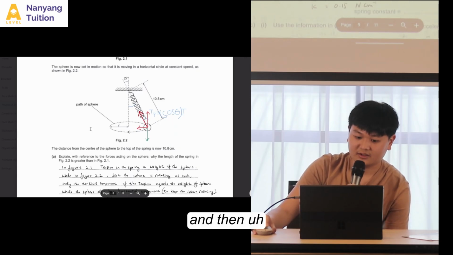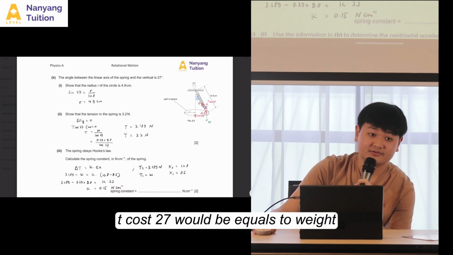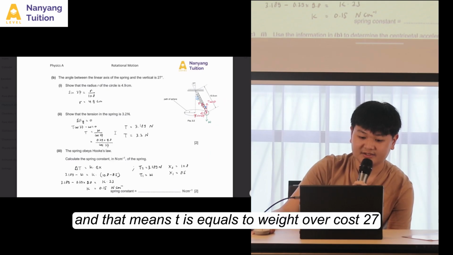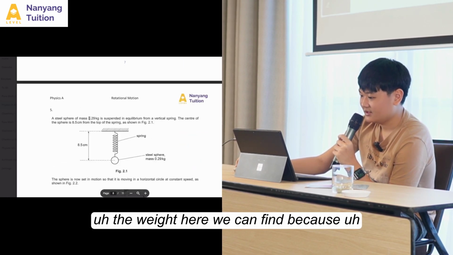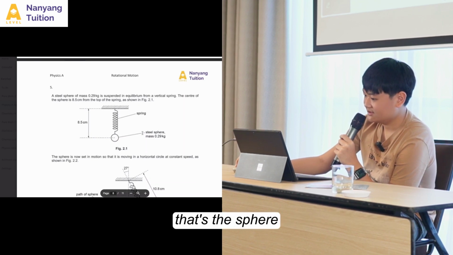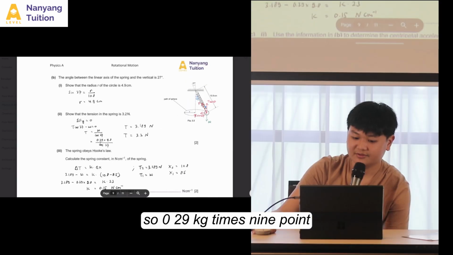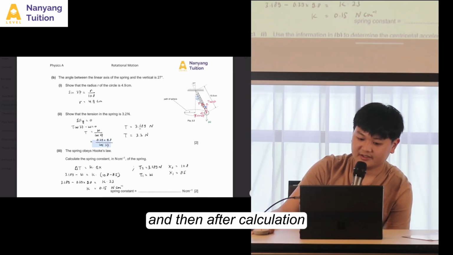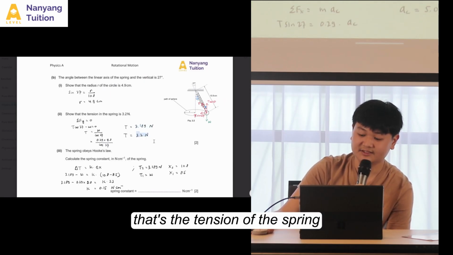And then we put that in, minus weight, T cos 27 would be equal to weight, and that means T is equal to weight over cos 27. The weight here we can find because I forgot to mention this: we are given the mass over here, 0.29 kilograms. That's the sphere. So 0.29 kilograms times 9.8 as given right here, and then after calculation, a bit of rounding, we get 3.2 newtons. That's the tension of the spring.